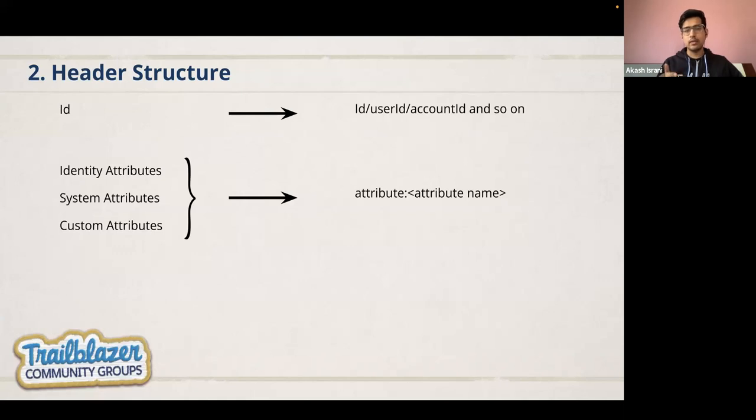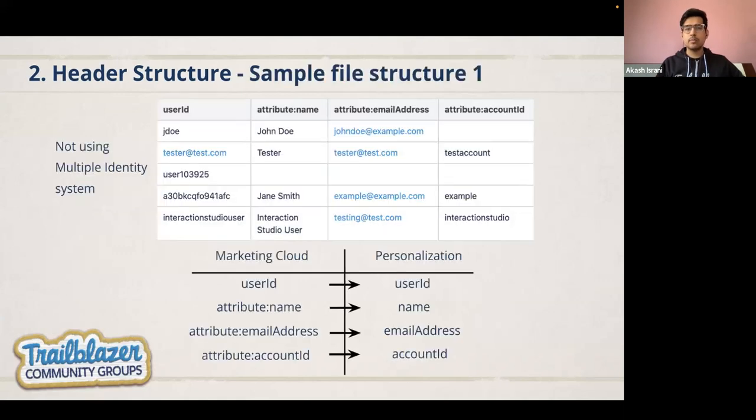If you misinterpret any of the columns within the file, ETL will not process that file. It will just throw an error. Just to give you some examples of how the file looks. In the first file structure, this is when you're not using the identity system. In that case, as I mentioned earlier, you have to use user ID. So the first column would be a user ID, followed by system fields and your custom fields.